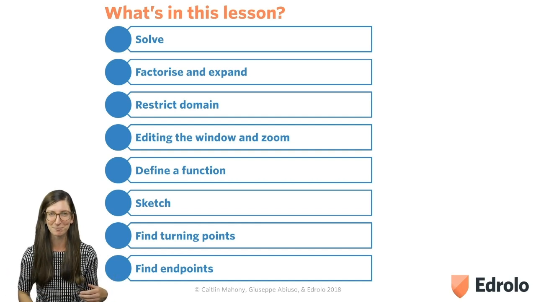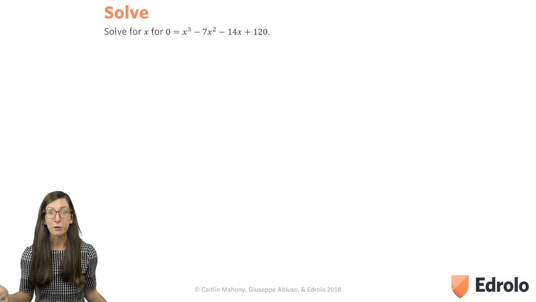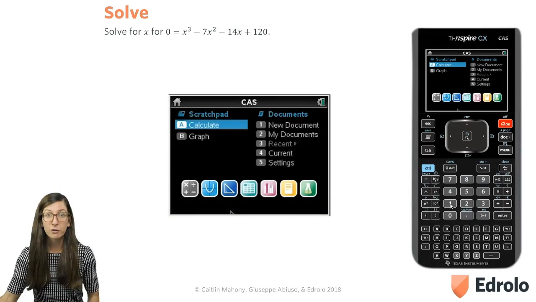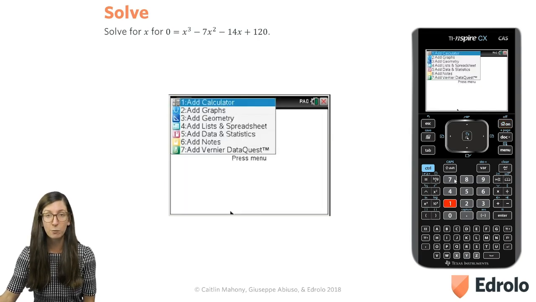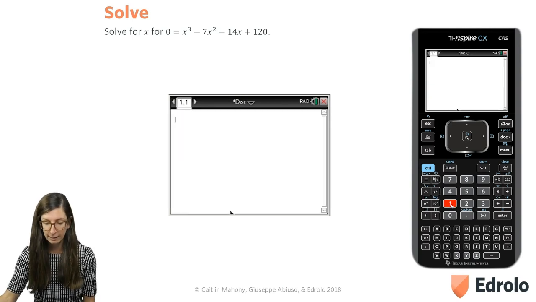Let's go. So let's look at how you can solve using your CAS calculator. So first we go into a new document. I will always choose to use the numbers instead of clicking on the screen. It's a lot faster. So I click 1 again to add calculator, and now we want to solve this equation that we've been given. So let's use the solve function.